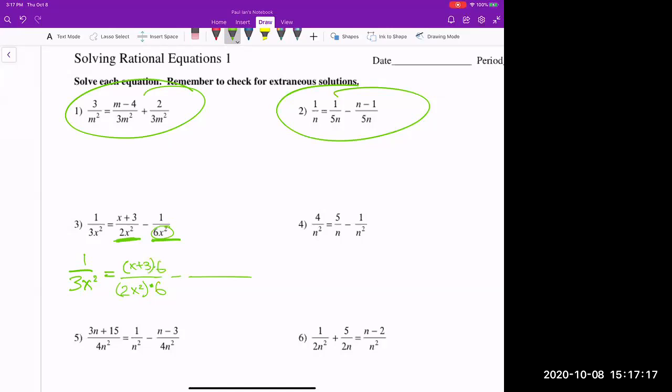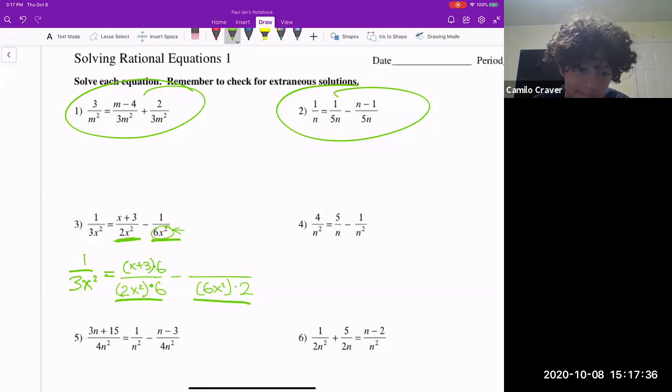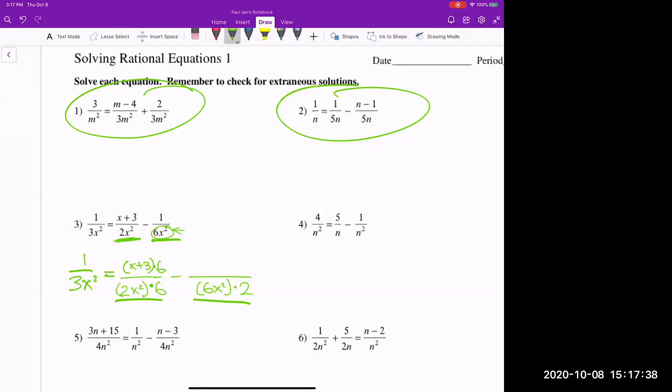This is when it gets complicated. You times it by 6. So this guy has an x squared, but it doesn't have a 2, right? Yeah. So this is what you do. So you do 6x squared times it by 2. Now they're the same, right? Now they're the same. Yeah. So whatever you do to the bottom, you do to the top. So 1 times 2.